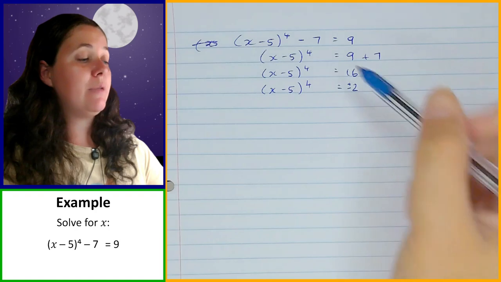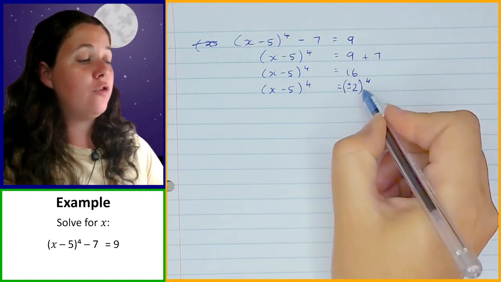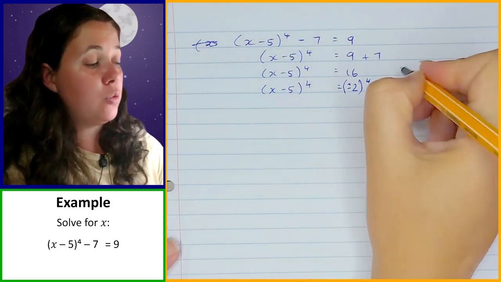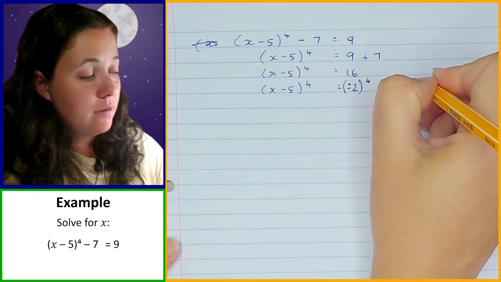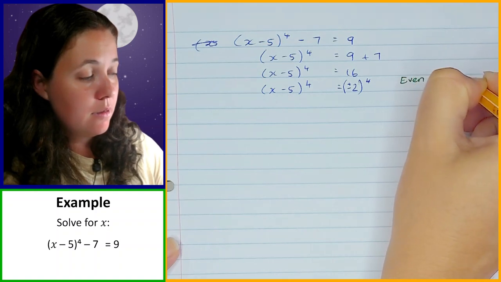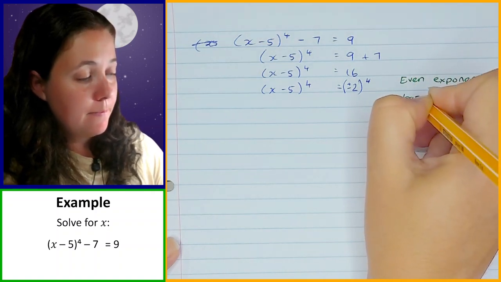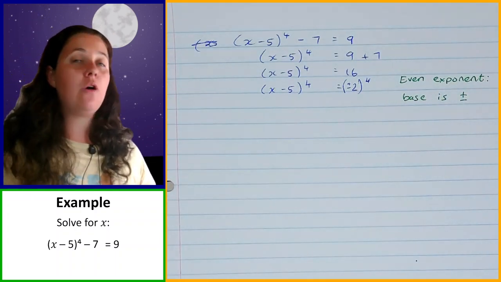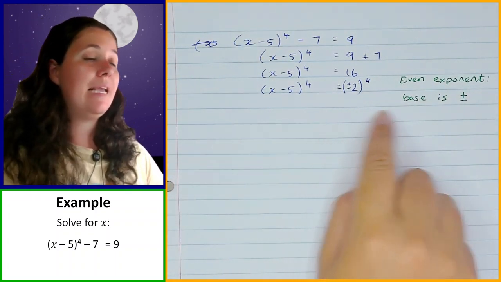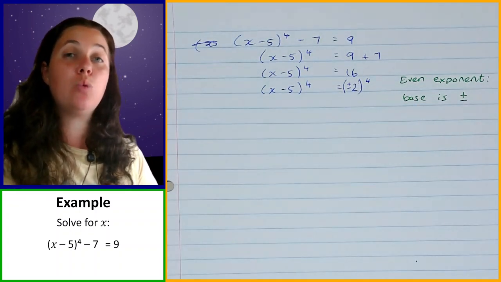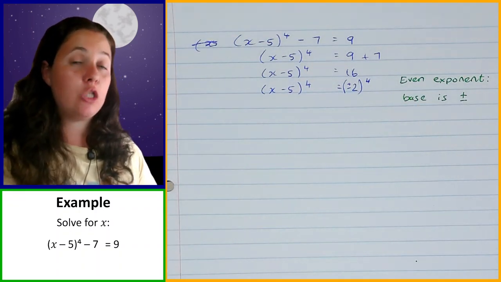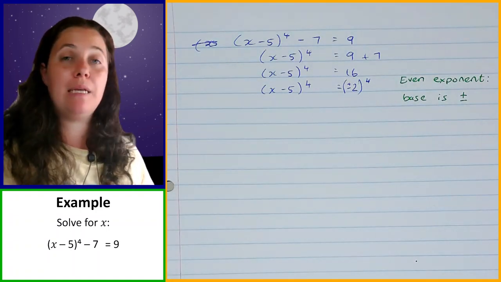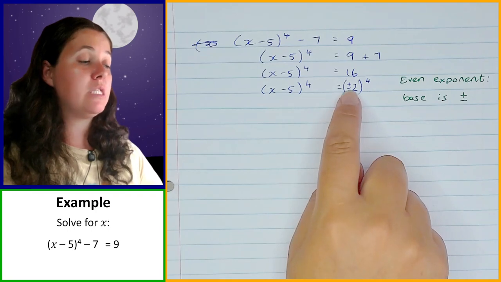This is something you only have to worry about when you've got an even exponent. So make note of that: when you've got an even exponent, the base is positive or negative. Again, you don't have to worry about that in the other kind because they told us what the base was supposed to be, but here they haven't. We are having to find out what the base is ourselves. So it could be positive or negative 2.